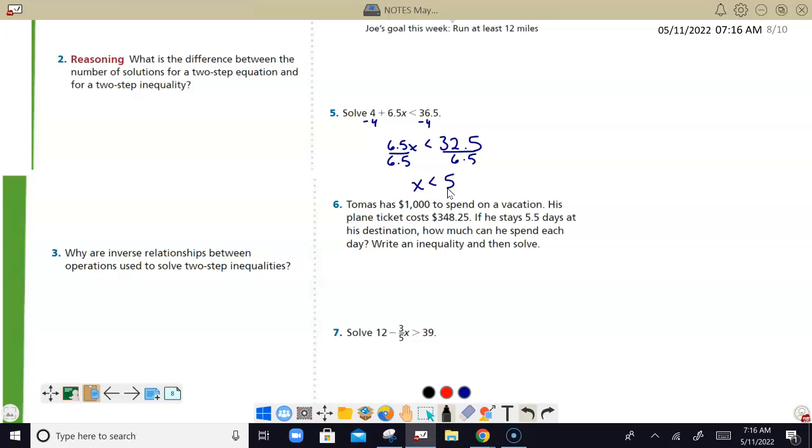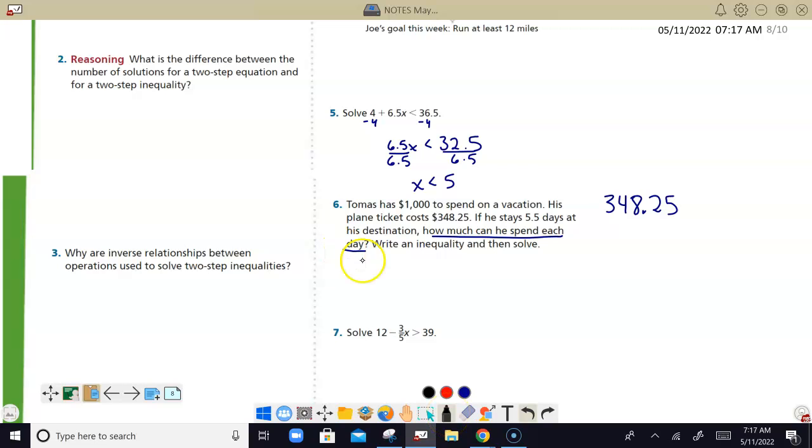How about this one right here, Thomas? Now this one we're reading. We have to create and write out an inequality. He has $1,000. We know what his plane ticket costs. So 348 is his plane ticket. 348.25. That's his plane ticket. He stays 5.5 days. We don't know how much each day is. That's our question, right? How much is each day?